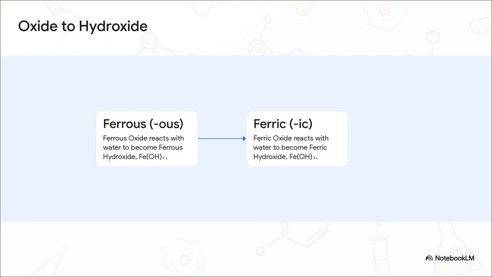Our ferrous oxide becomes ferrous hydroxide. And notice the formula. That iron, with its +2 valence, it needs 2 of those hydroxide, or OH groups, to make everything balanced. Makes sense, right? And it's the same logic for the other one. Our ferric oxide becomes ferric hydroxide, and its +3 valence needs, you guessed it, 3 OH groups. The name and the formula follow a perfect logic.